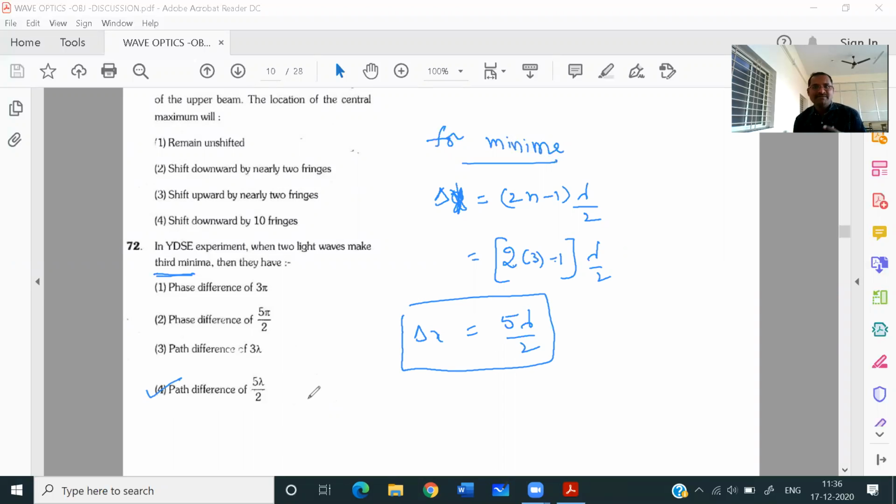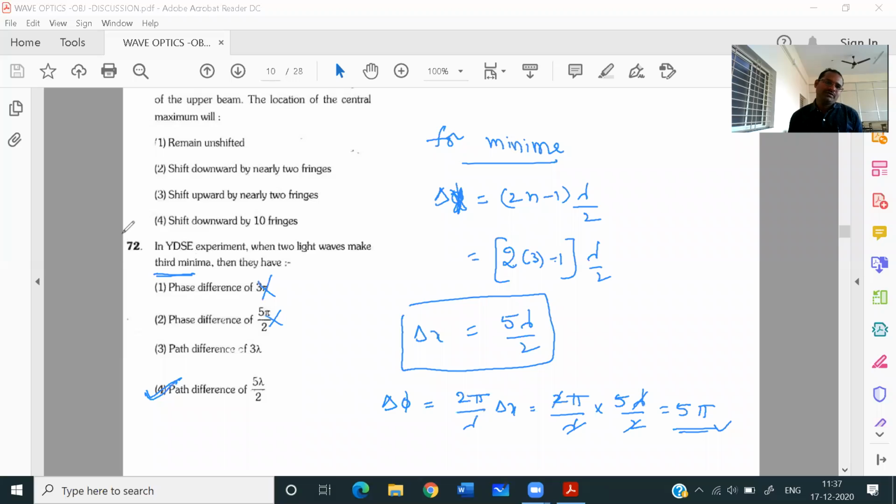This is the perfect answer. Sometimes they may have more than one option, and they have given phase difference also. Let us check. We know the phase difference and path difference relation is delta phi is equal to 2 pi by lambda into delta x. Delta x is 5 lambda by 2. The 2 cancels, lambda cancels, and we get 5 pi. Is 5 pi given? Not given, so wrong. So only option 4 is the answer. Got it, students? Important question. You may get this type of question also. Remember.